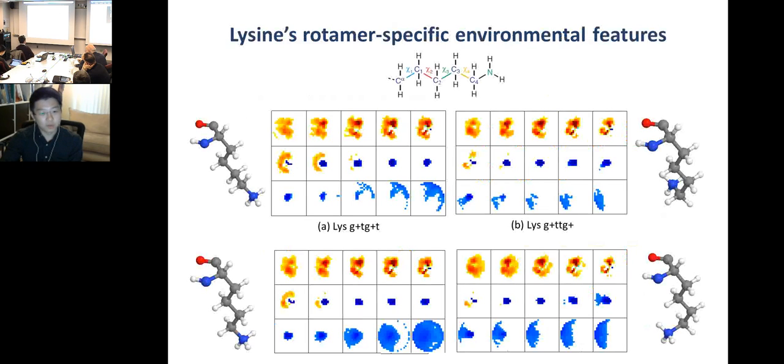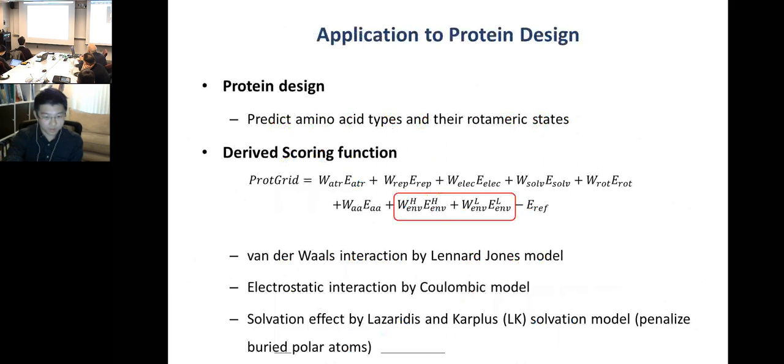This plot shows lysine's rotamer-specific environmental features, and we can see that the interaction patterns are quite different from each other, even though they are the same amino acid type. So all these results support the hypothesis that the rotamer state significantly affects the specificity of interactions within protein structures. As an application of the rotamer-specific environment features, we derived a scoring function for the protein design problem.